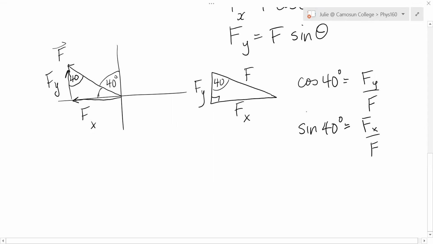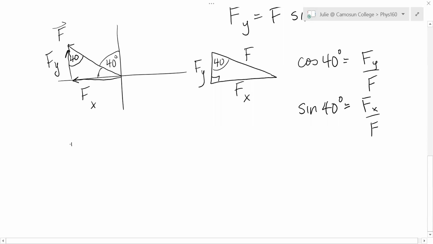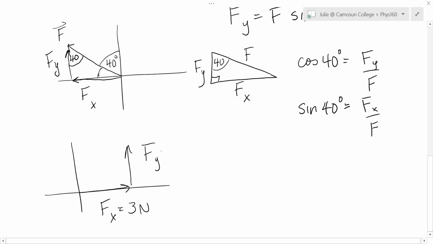Now, sometimes we will also want to find the vector given its components. So say we're told that the x component is 3 newtons and the y component is, say, 4 newtons, and we want to know what is the length of the vector itself and what is the angle. We use the Pythagorean theorem. Remember, a squared plus b squared equals c squared.